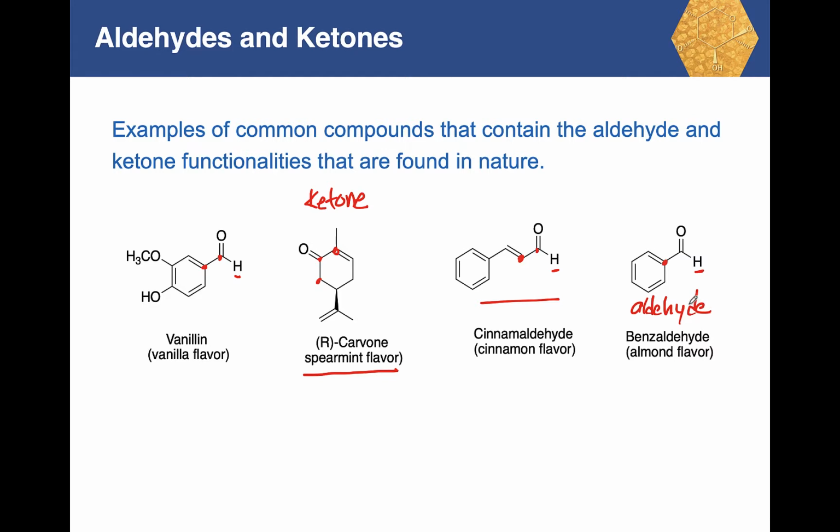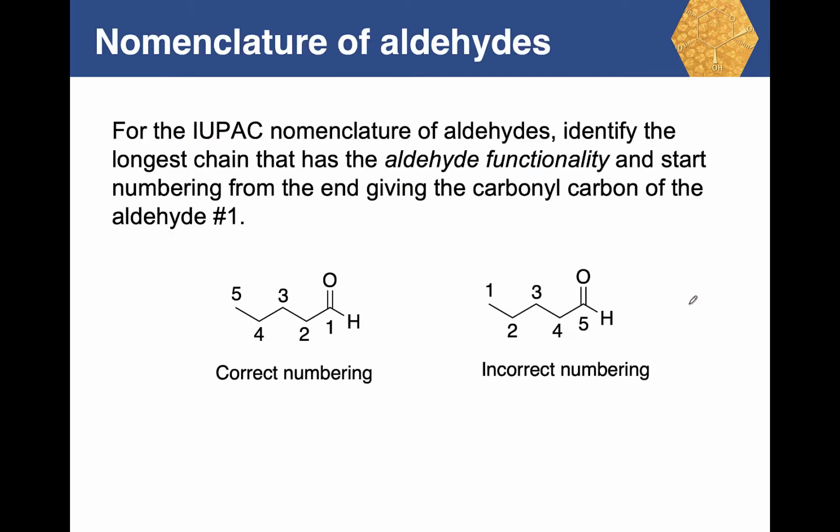So you should be able to look at an organic molecule, no matter how complex it looks, and determine if it has an aldehyde or a ketone functionality. Let's look at the nomenclature. As I mentioned, the IUPAC, International Union of Pure and Applied Chemistry, deduced rules so that we can effectively communicate the names and structures of organic molecules. So first, let's look at the nomenclature of aldehydes.